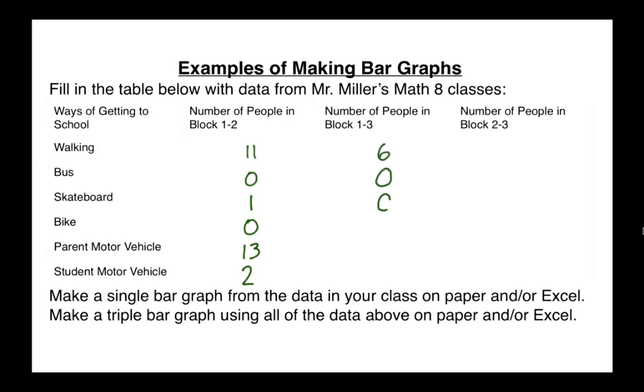Now, in my 1-3 block class, the numbers were a little bit different. In this case, there were 6 people who walked to school, and the other 14 came in parent motor vehicles. And finally, I've got the 2-3 class. There were 16 people who walked. There were 9 people coming in parent motor vehicles, and that's it.